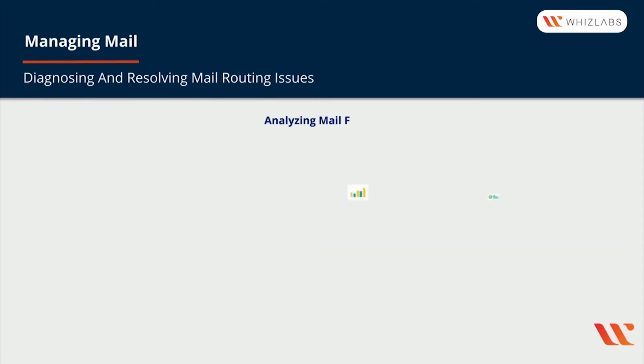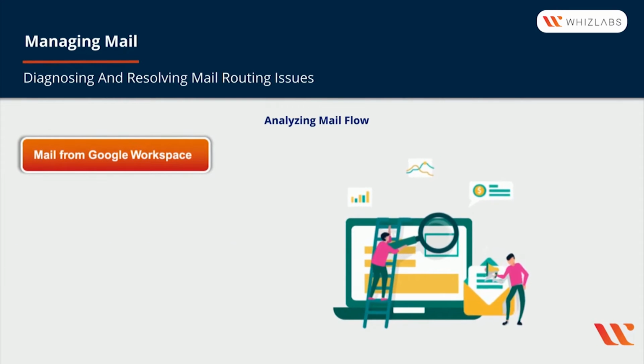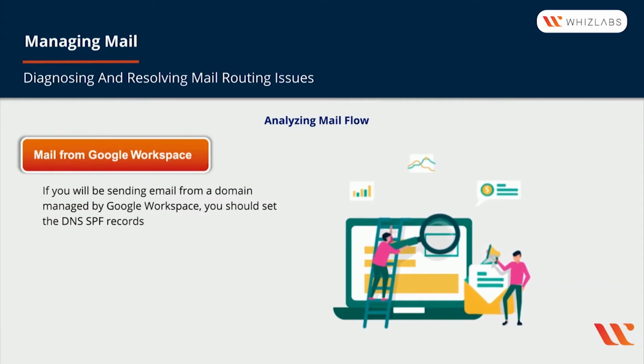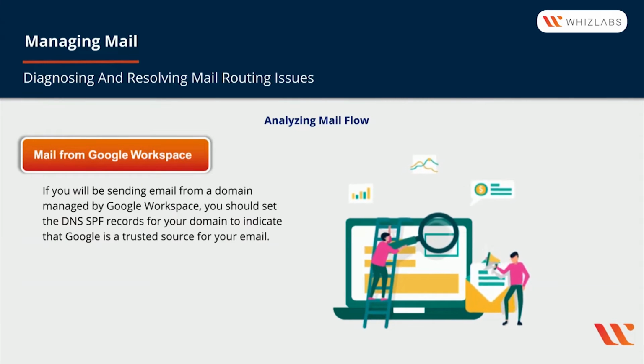Another one is sending mail from Google Workspace. If you are sending an email from a domain managed by Google Workspace, you should set the DNS SPF records for your domain to indicate that Google is a trusted source for your email. For instructions on how to do this, see SPF records in the Google Workspace Help Center. Note that if you use aliases set up for your Google Workspace domain, you cannot send email from the email addresses that you are using as your domain alias.